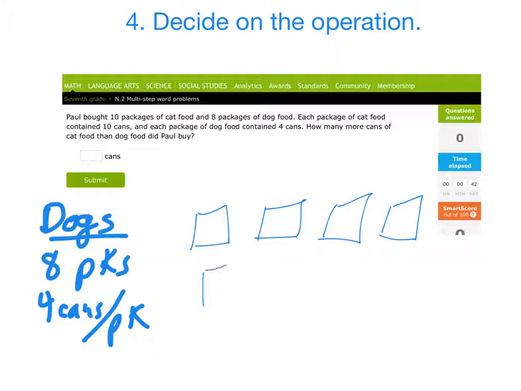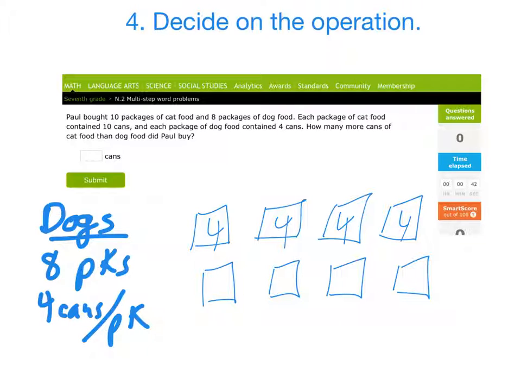But you know what? If it were a larger number, like 800, I'm not going to draw 800 boxes, but as I start to go through this process, it will let me figure out what math I need to do. I'm not going to draw 4 cans in each. I'm just going to draw the number 4. And very quickly I see I've got 4 cans per package, so I'm just going to keep adding 4s until I've used up all the packages.